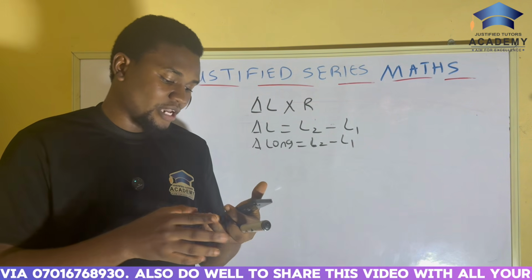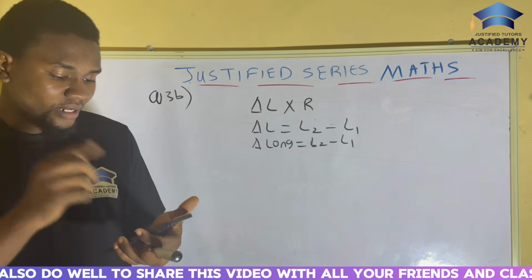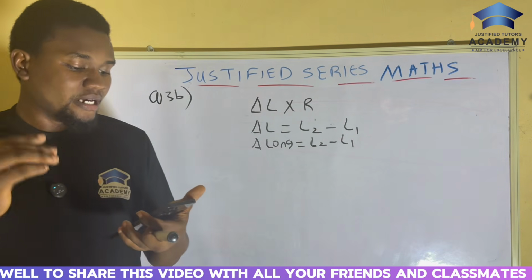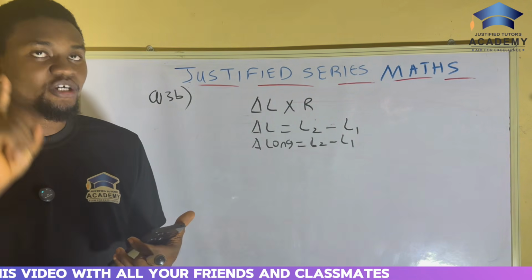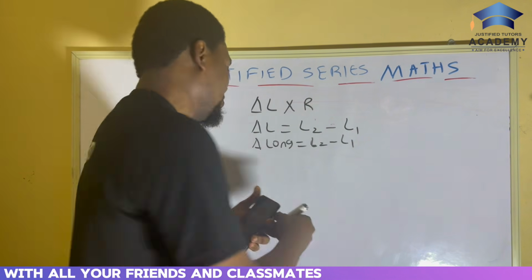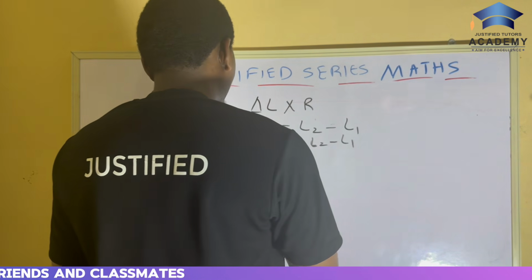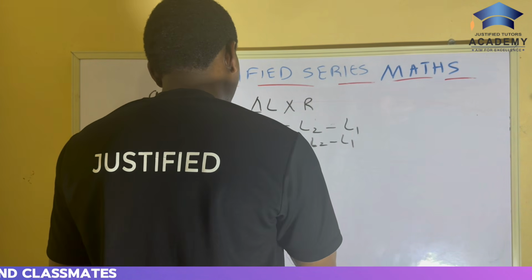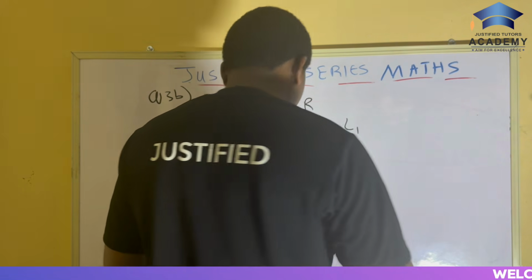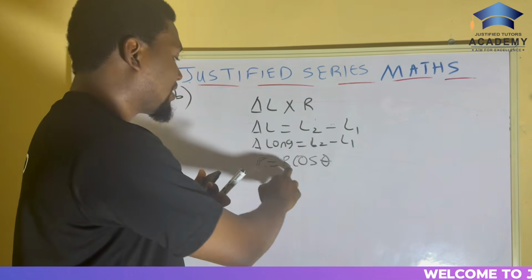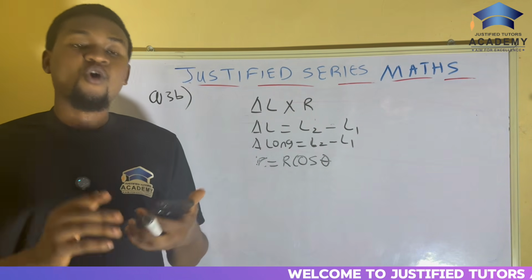Let me quickly leave that side. Now, let's go to the next part of the formula. When you are asked to find the radius of a parallel of latitude, the radius, small r, is equal to big R cos theta. Are you getting me? Big R cos theta. That's the formula for the radius of a parallel of latitude.